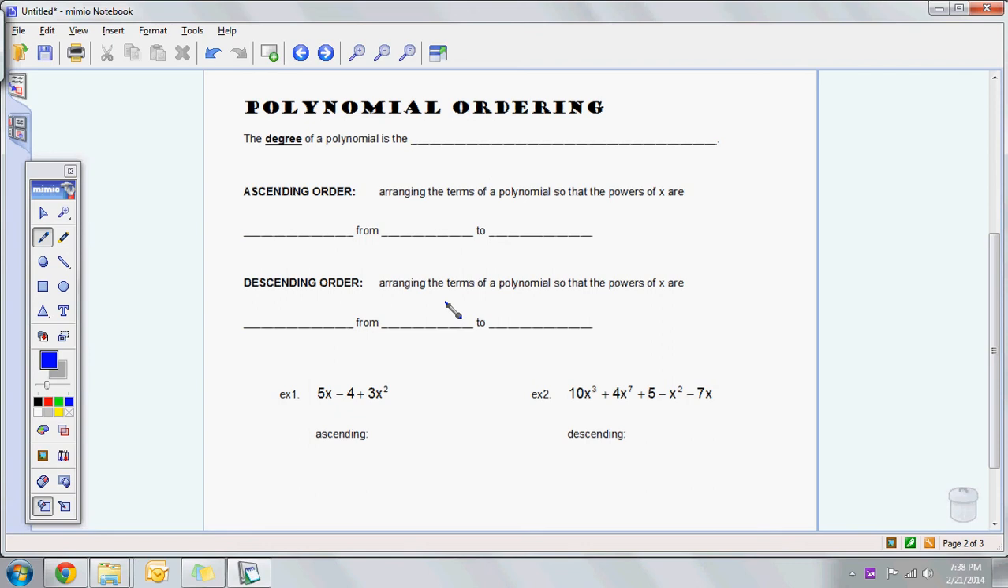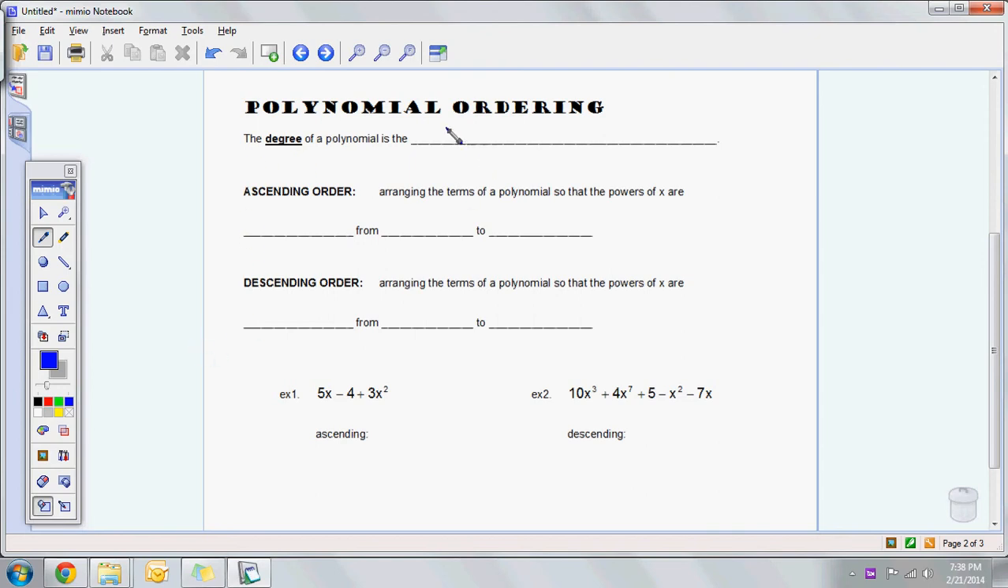Okay, group number 1. You are in charge of explaining polynomial ordering. So you're going to have a bunch of polynomials, and you're going to have to put them in order, either from ascending order or descending order. And then a little added bonus for your group is to figure out the degree of a polynomial. So let's talk about that first.